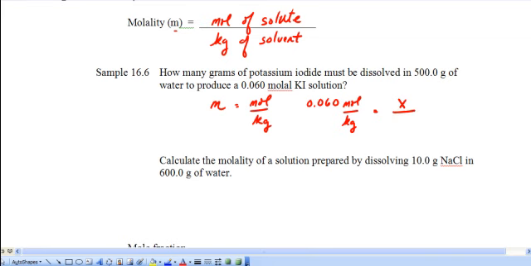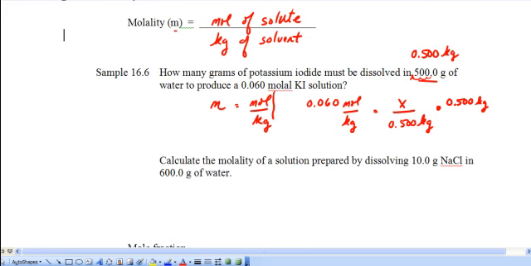And then in terms of the kilograms of solvent, we have 500 grams of water. If you want to change that into kilograms, you move the decimal 1, 2, 3 to the right. So this is actually 0.500 kilograms of water. We'll plug that in. Now we're going to multiply those kilograms over to the other side to isolate our x. So let's multiply, we'll use a dot here, times 0.500 kilograms.